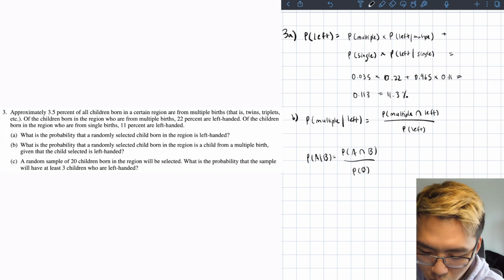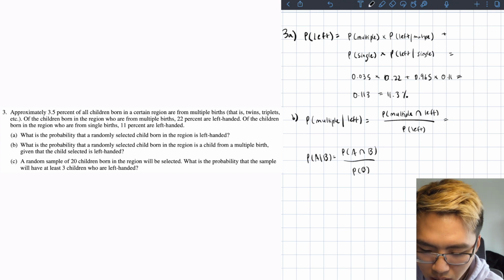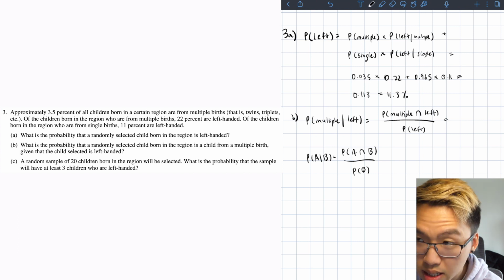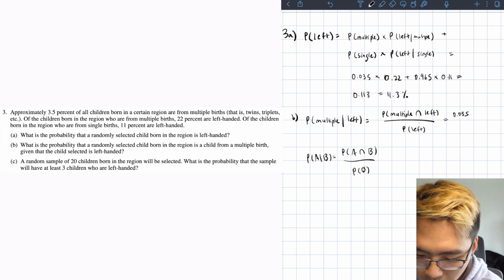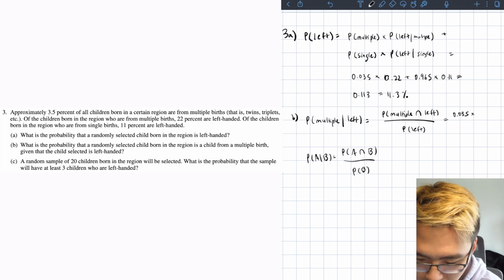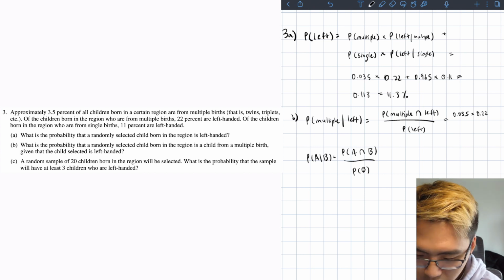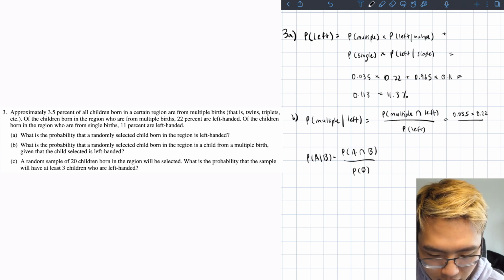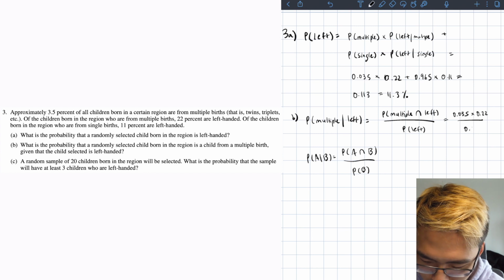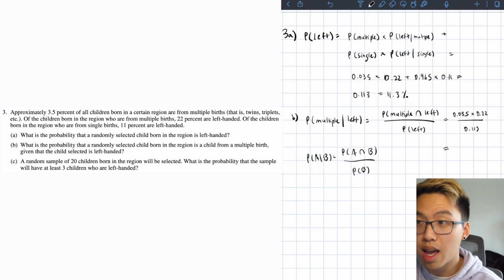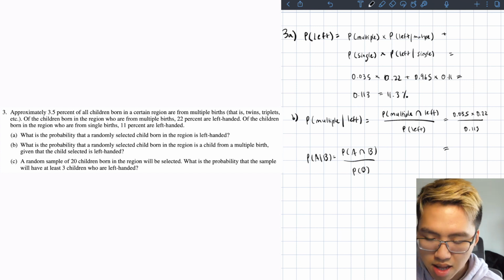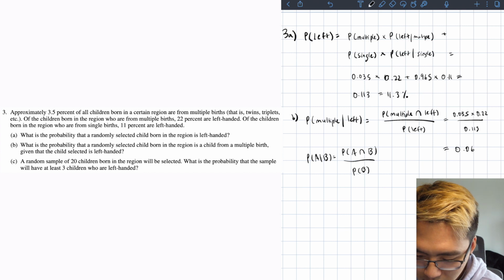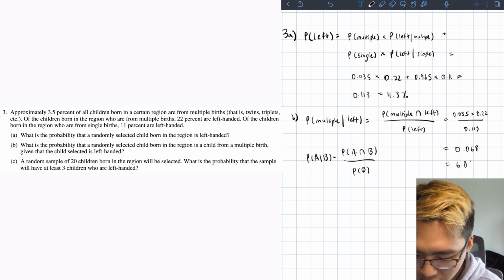So we have the probability of being multiple and being left, assuming they're independent. So we have 0.035 times 0.22. Those numbers were given to us. And then we can actually use the answer from part A, which was 0.113. And we plug that all in, and again, I'm gonna skip over the math, but basically we get 0.068. So that's 6.8%.